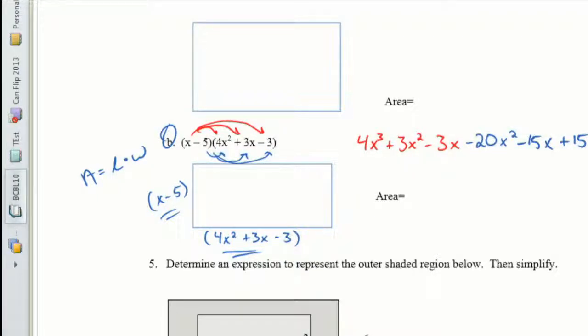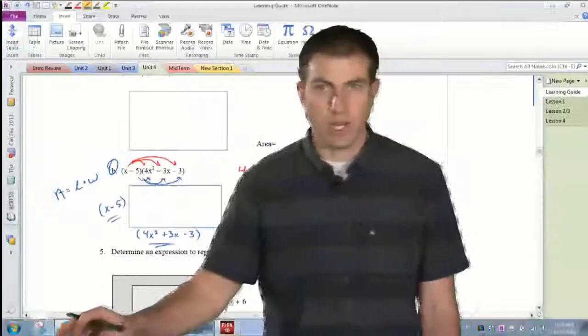I have some like terms I need to combine. I have a couple x squareds here, and then I have a couple x's as well. So I'm going to combine those all together and just rewrite this. So I get 4x cubed. 3x squared minus 20 is negative 17x squared. Negative 3 and negative 15 is negative 18x. And then plus 15. So somebody asked for the area of this rectangle.